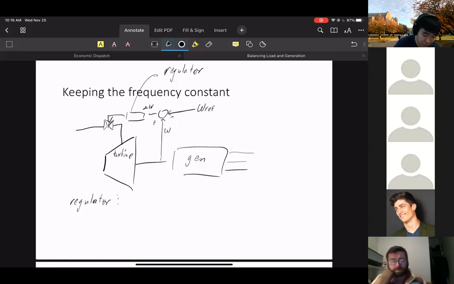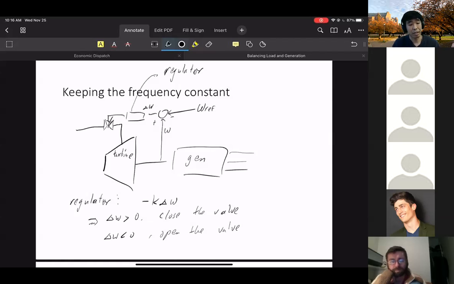Right, so this mostly looks like some version of minus k delta omega, right? So this says if omega is high, meaning delta omega is larger than 0, we're going to close valves, or if delta omega is less than 0, we're going to open the valve, right? So this is negative feedback control, meaning we can always keep the system operating close to steady state.